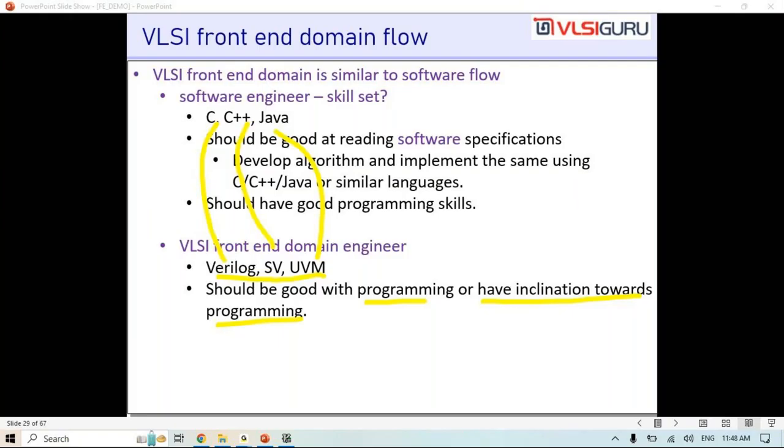If you want to get into front end domain, I will not ask you, are you good with Verilog? You should have willingness to learn Verilog. You should not come with the mindset that programming I cannot do. Even if you didn't do it for 4 years, like during electronics BTech, you would have done maybe C language in first or second semester. But you should still have confidence that I can learn the program.